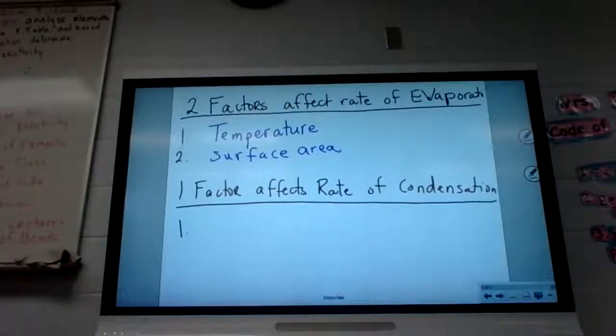Now, to answer the second question, you cannot use an answer that's on the board. You will most likely not give me the right answer I'm looking for, but I will take something that means it. What affects how fast it condenses? What do you need to affect condensation? Heat absorbed? Not heat absorbed. Surface area? Not surface area. I told you, you can't use one that's on the board. Amount of space? Not the amount of space.